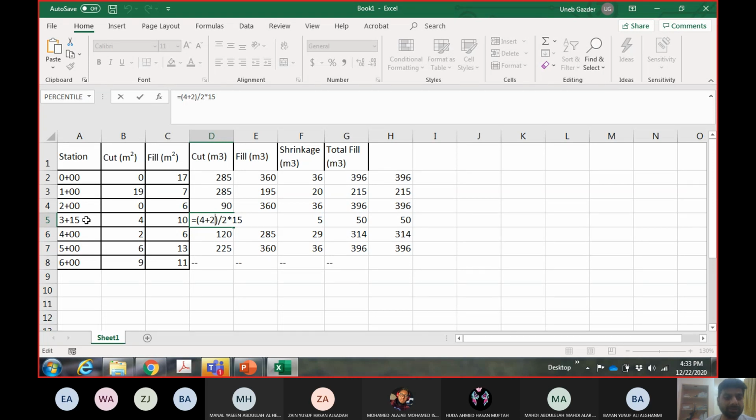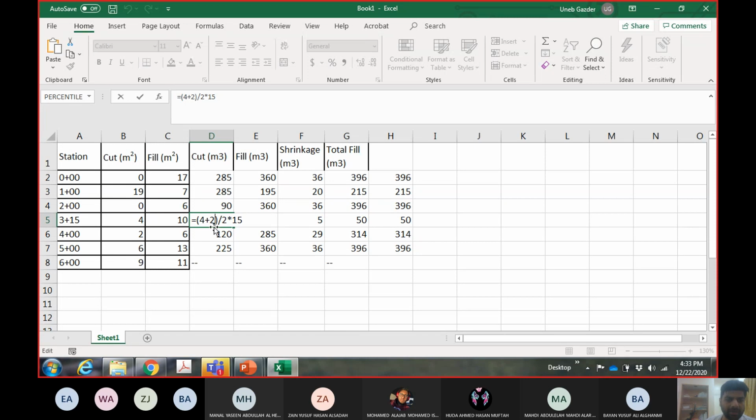If it was from station 3 to 4, then it would have been 30 meters. But now it is between station 3 plus 15 and 15. So from 3 plus 15 to 15, you only need 15 meters. One station is 30 meters. You are already at 15 meters. So to go from 15 to 30, you only need 15 meters.